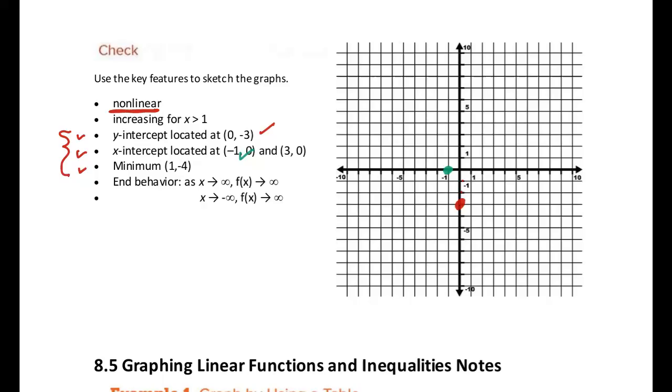All right, so catching up, our first point was at 0, -3. Next point was at -1, 0. Next point is at 3, 0. 1, 2, 3, 0. Okay. It says I have a minimum, a lowest point at 1, -4. 1, -4.